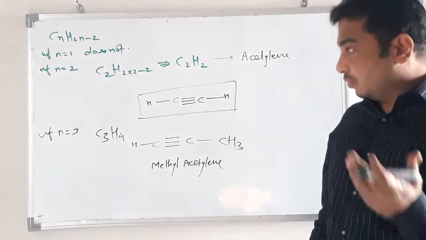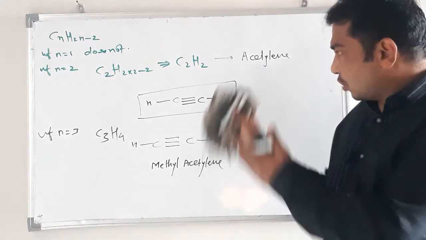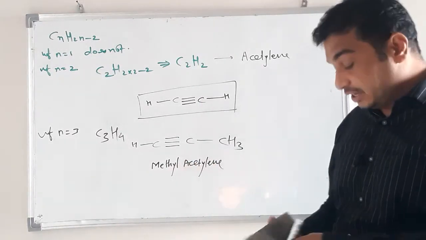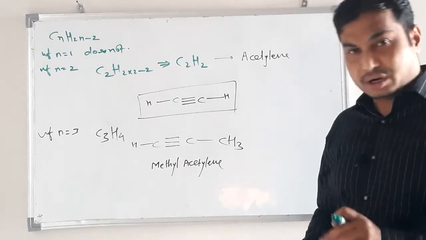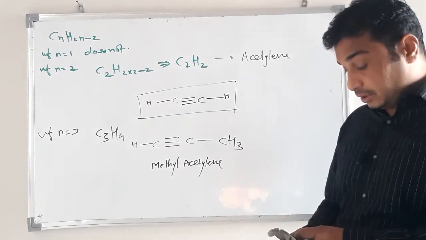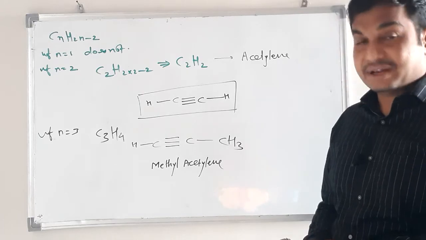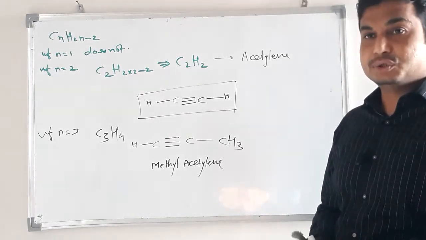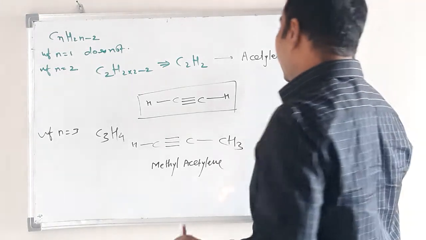Now we will go for the IUPAC name. These are common names: acetylene, methyl acetylene and so on. Common names are not used much, so directly we will shift to the IUPAC naming of alkyne.